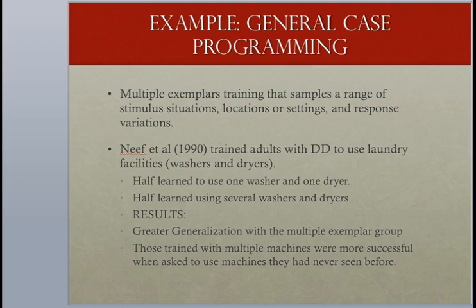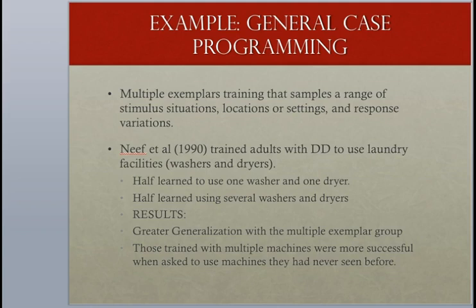Here's an example. Multiple exemplar training samples a range of different situations, locations, settings, and response variations. Nancy Neef and some of her colleagues trained adults with developmental disabilities to use laundry facilities, washers and dryers, and they divided the groups in half. Half of the individuals learned to use just one washing machine and one dryer. They were taught with a single set of washer and dryer. The other half were trained using several different washers and dryers in different settings.